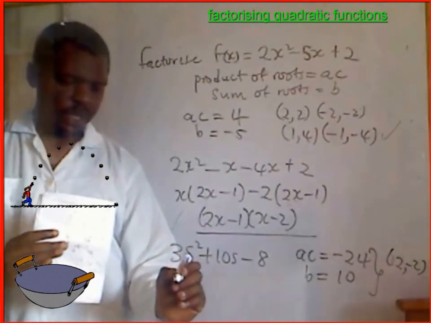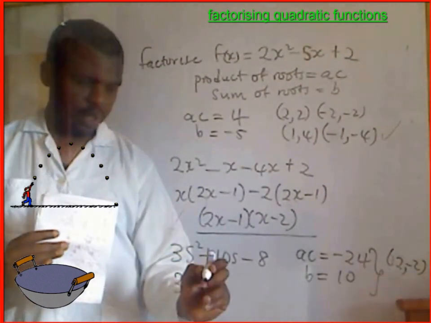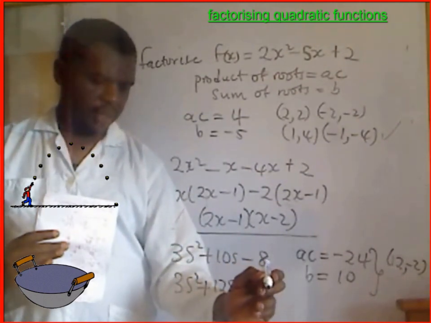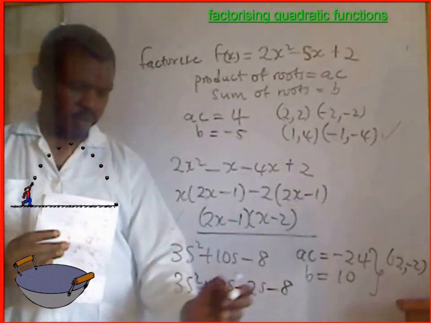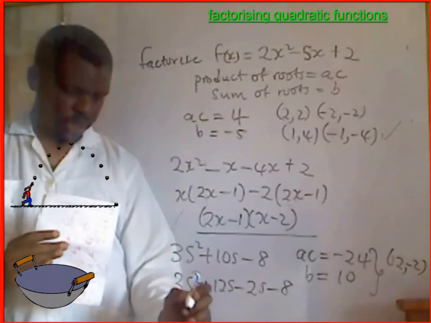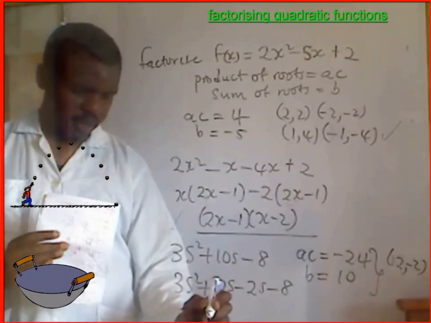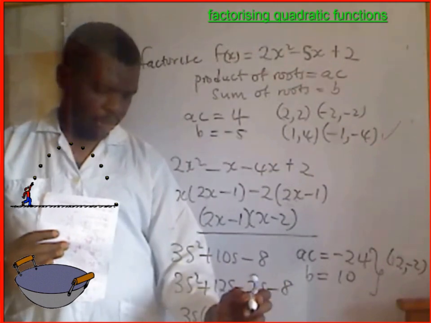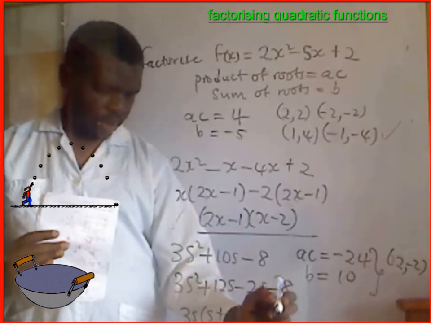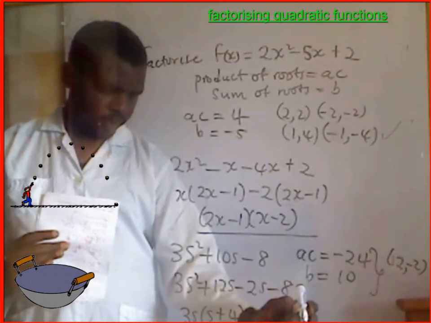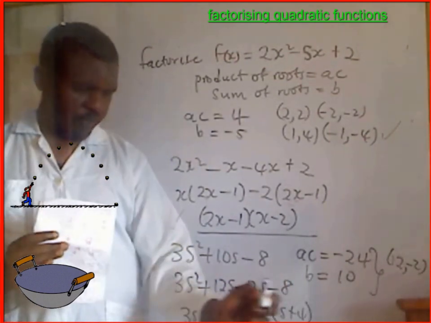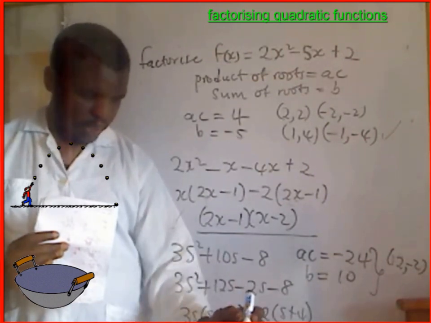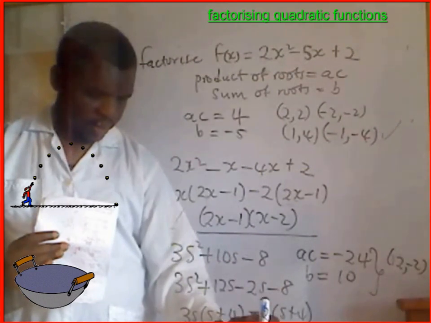This will give me 3x squared plus 12x minus 2x minus 8. What is common between these first two terms? 3x is common. This will be x plus 4. What is common here? Minus 2 is common. x plus 4. x plus 4 is repeating, so I write it once. x plus 4 factor of 3x minus 2.